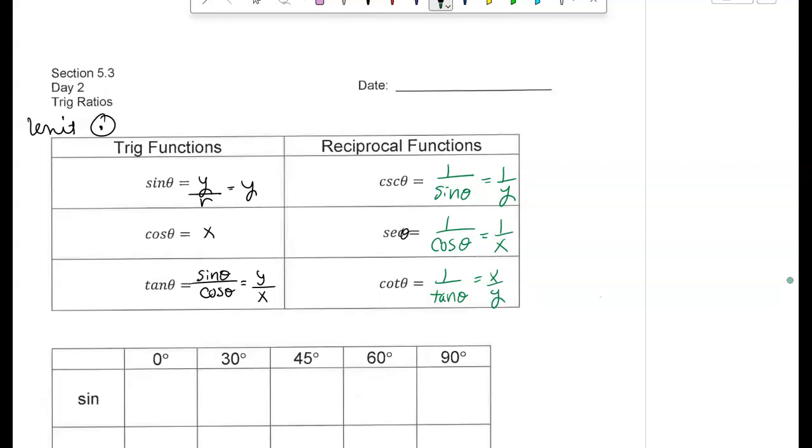We just flip it. So when a lot of people all of a sudden start freaking out, they're like, I don't know what to do with cosecant. Don't freak out. You just sit there and go, okay, which one of these is it related to? Like, I have to know sine goes with cosecant. I have to know that cosine goes with secant, and I need to know that tangent goes with cotangent. Simple as that.